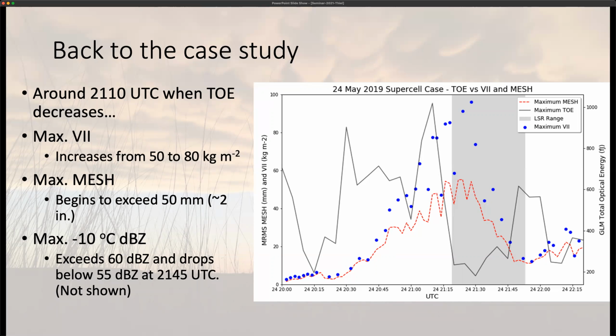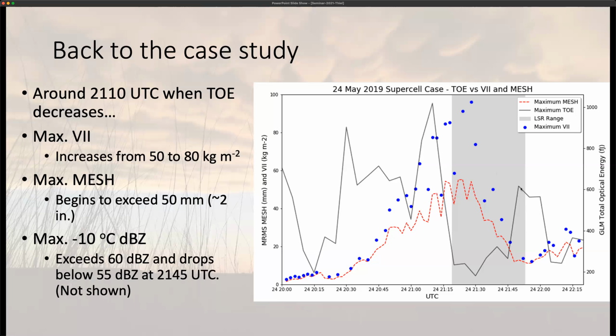Now, in order to keep this plot simple, it didn't show the maximum -10 degrees Celsius reflectivity, but that did exceed around 60 dBZ and then drop below about 55 dBZ around 2145 here at the end. And as we have that drop off near the end of our severe period within that supercell, we did see a subsequent increase in our total optical energy.